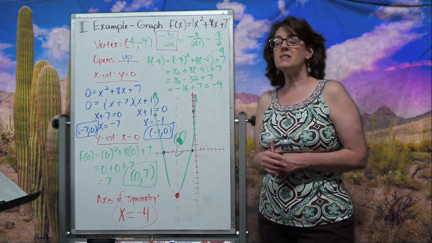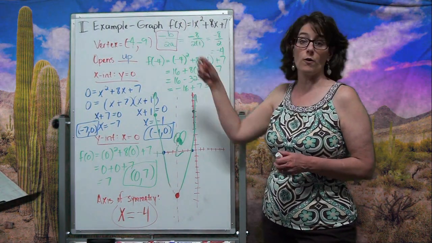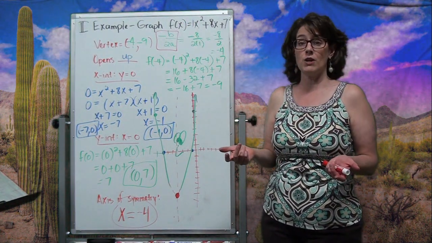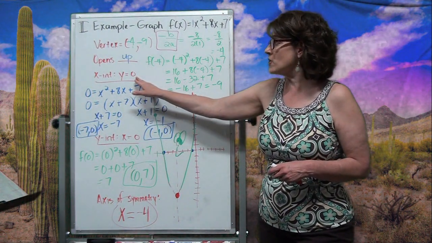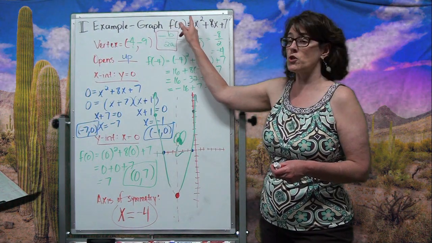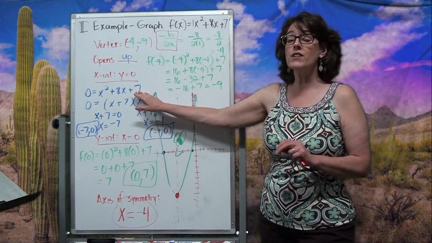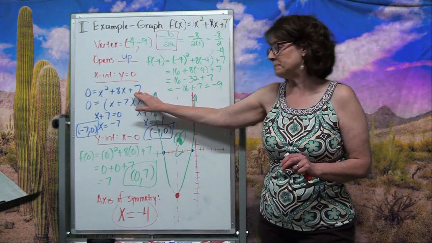Figuring out which way it opens is the same as it was before, because it's just going to be this a that's right here. If it's positive, it goes up. If it's negative, it goes down. Getting an x-intercept still means make the y 0, so I'm still going to take this right here and turn it into a 0 and try to solve that. 9 times out of 10 it'll factor. If it doesn't, go for your quadratic formula.